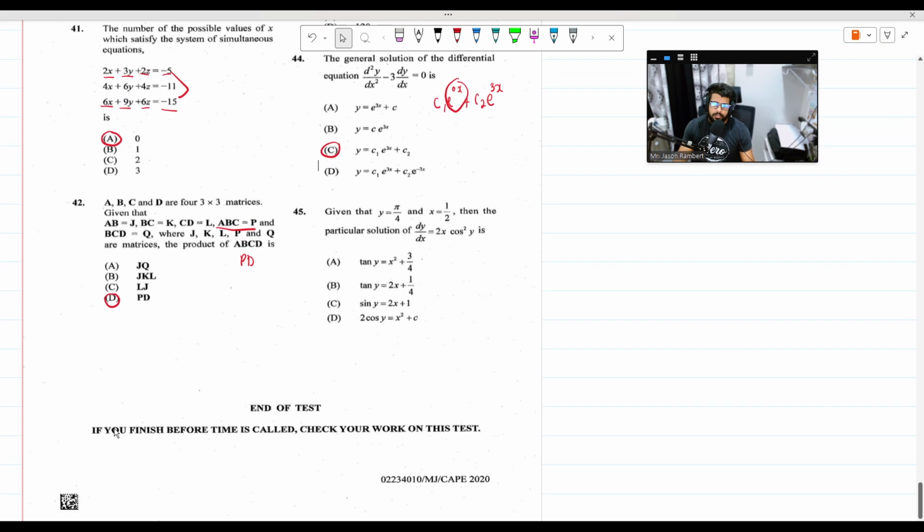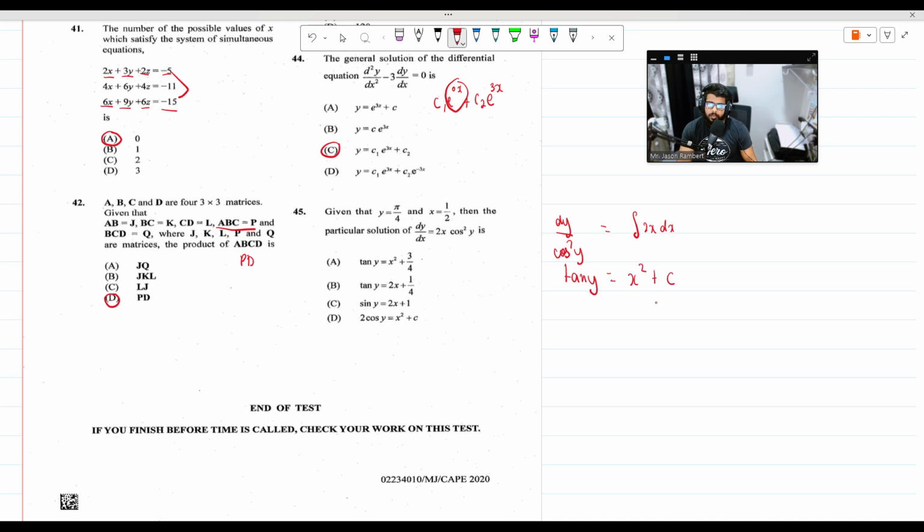And finally, number 45. Given that y is pi on 4 and x is equal to a half, the particular solution of, so let me rearrange, we're going to get dy over cos squared y. This is sec squared y dy, which is going to give me tan y, equal to the integral of 2x dx. So tan y is equal to x squared plus c.